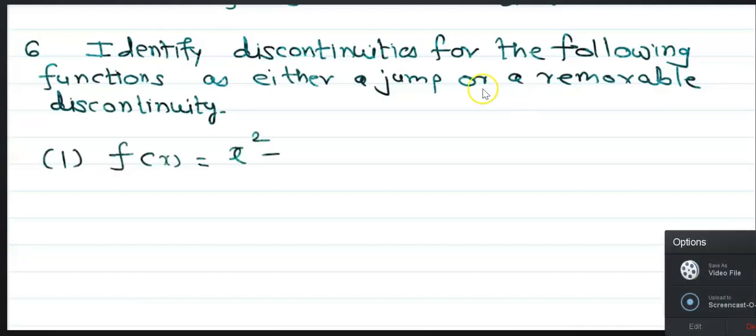Now, first of all, what is meant by jump discontinuity? That is when the left hand side limit exists, the right hand side limit exists, and both are not equal, then it is called jump discontinuity. And removable discontinuity means what? The limit exists, but that limit is not equal to the value of the function. Now we'll see in these problems.